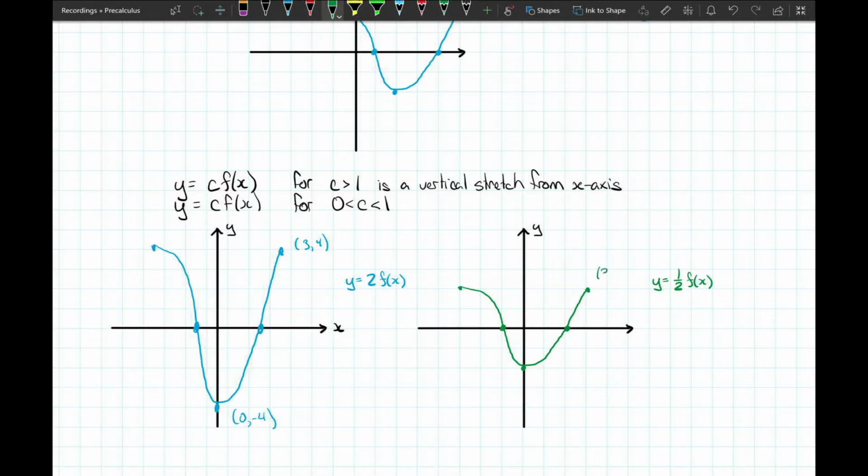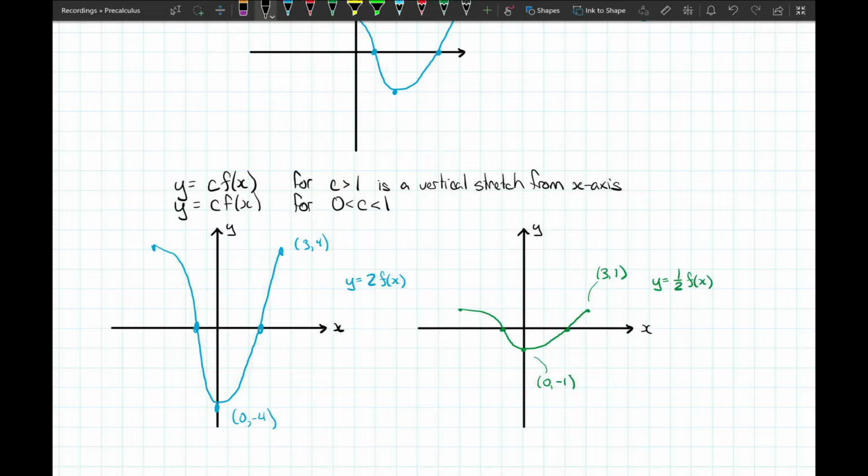But if we take the coordinate 3, 2, its y coordinate is going to be shrunk down to 1. It's going to be exactly half. And the coordinate here, 0, -2, that is also going to be halved, and it will be shrunk down. So it's not a stretch, it's a compression towards the x-axis. So same basic shape, but now it's been compressed, and it passes through the point 0, -1, and 3, 1.